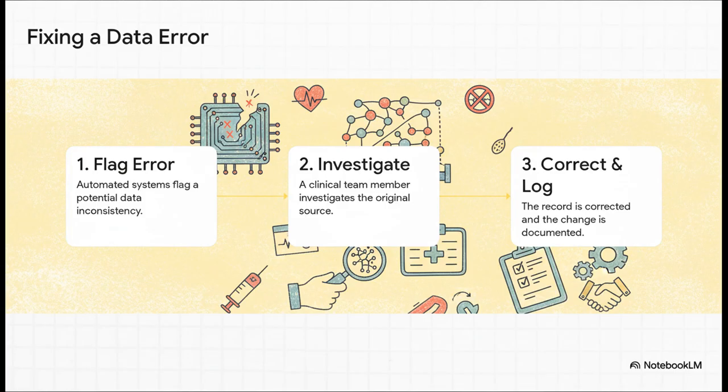And what happens when an error is found? Well, the process is really clear and methodical. First, an automated system usually flags a potential problem. That's step 1. Step 2, a human, a member of the clinical team, has to investigate. They have to go back to the original source, the paper chart, the lab result, and find the truth. And finally, step 3, the record gets corrected, and just as important, that correction gets documented.